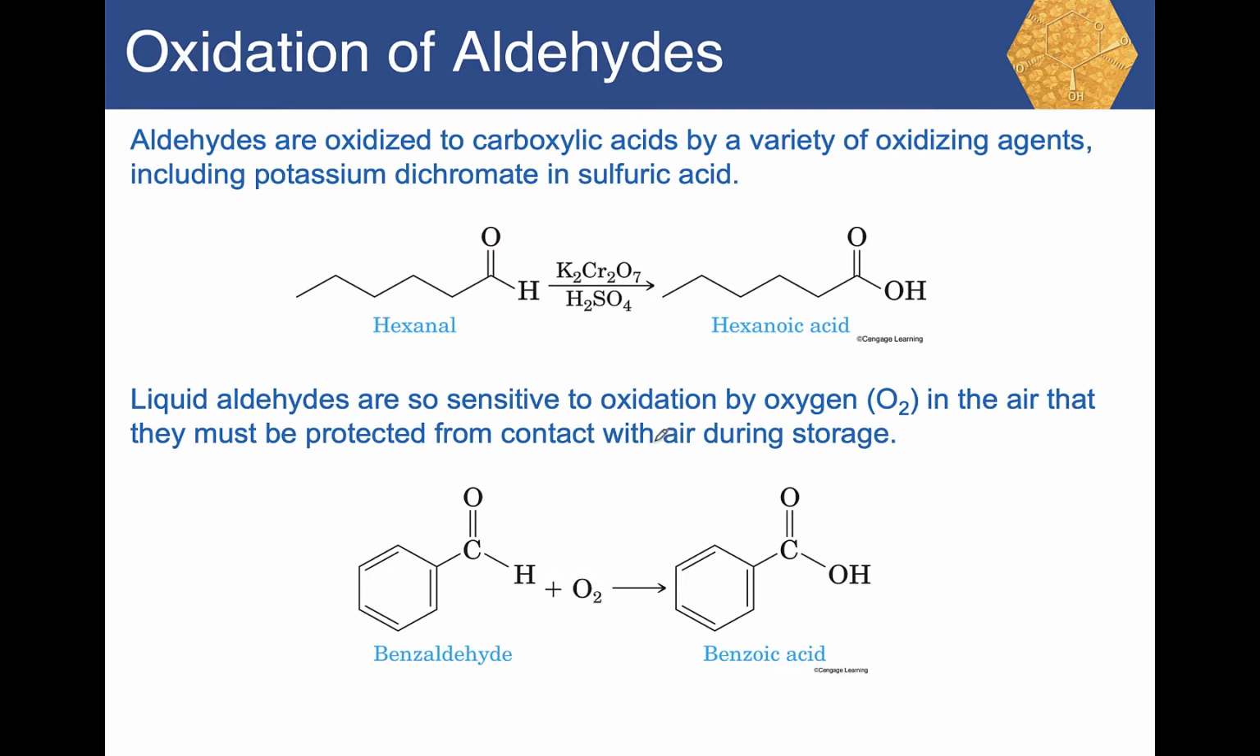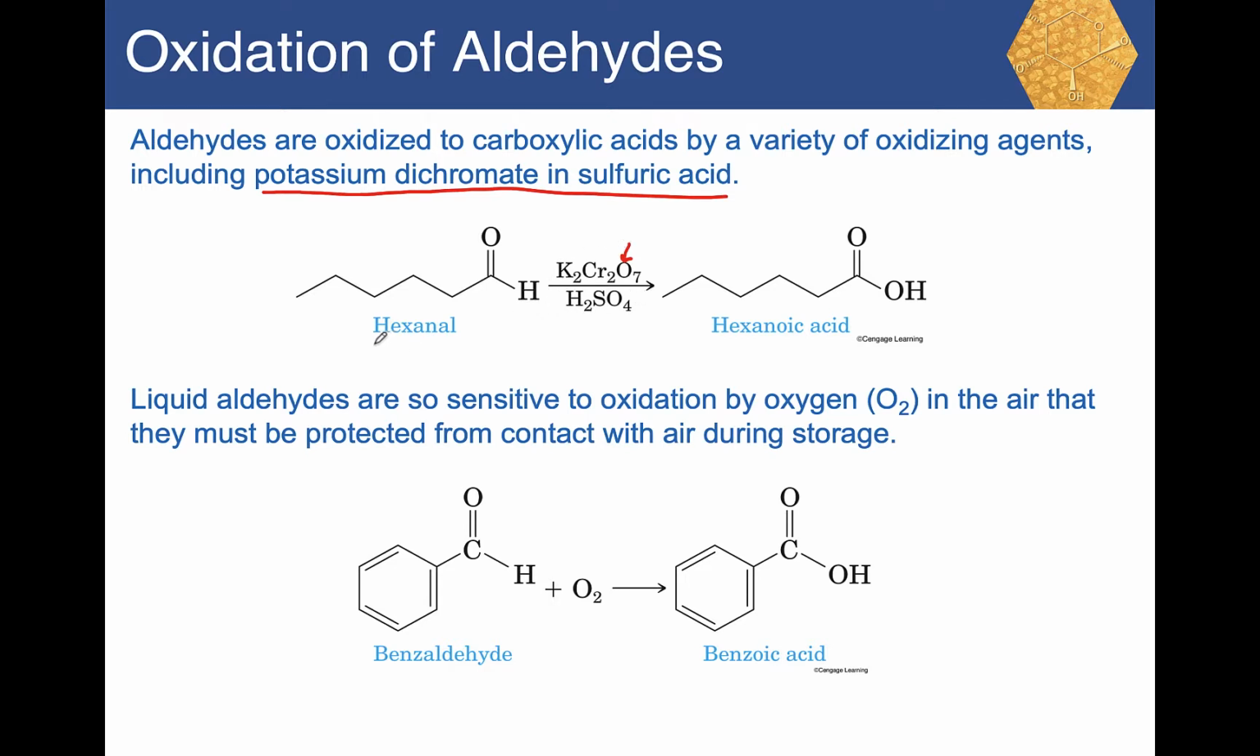Let us look at some examples of oxidizing agents. One that's typically used is potassium dichromate in sulfuric acid. As you can see, that's a good oxidizing agent. Here's the formula. It's because it has lots of oxygens, so it can deliver oxygens, because oxidizing agents supply oxygens. So this is a good oxidizing agent.